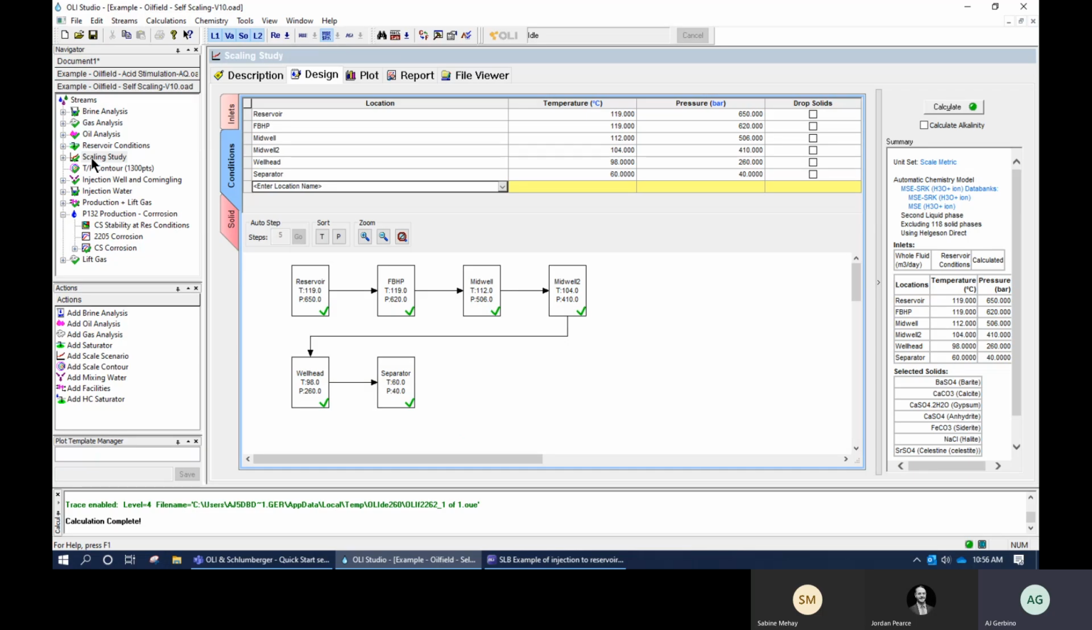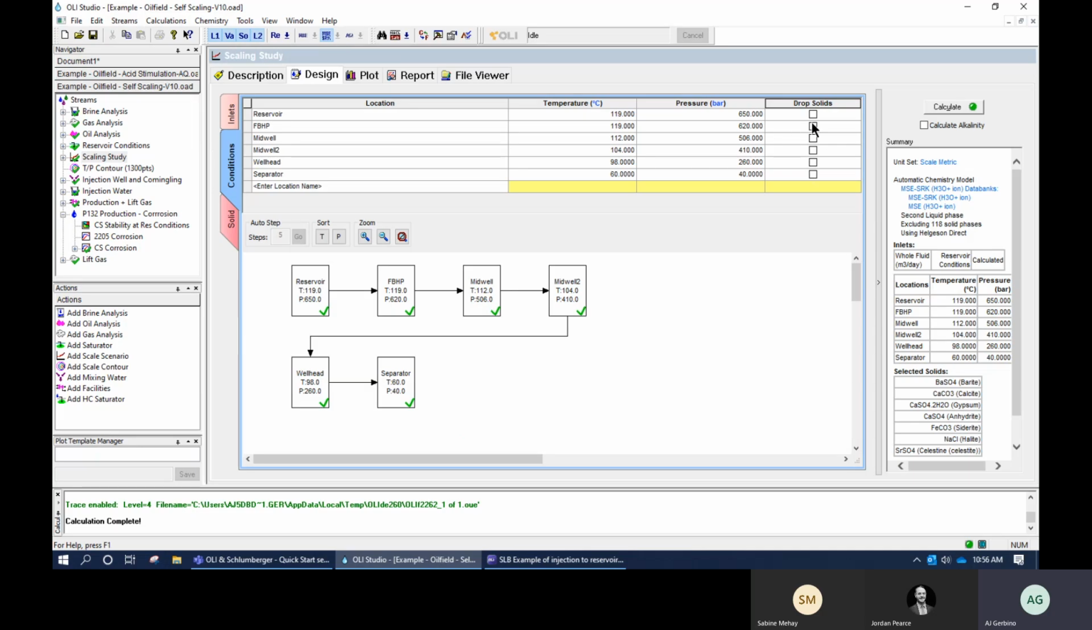And anyway, I'd like to have more knowledge there. But what you can do with the software, in a scaling study calculation, is that the software gives you the flexibility to what we call drop solids, meaning that you can force iron out of solution. And with that, you can then see if the calculated surface composition matches what's measured.